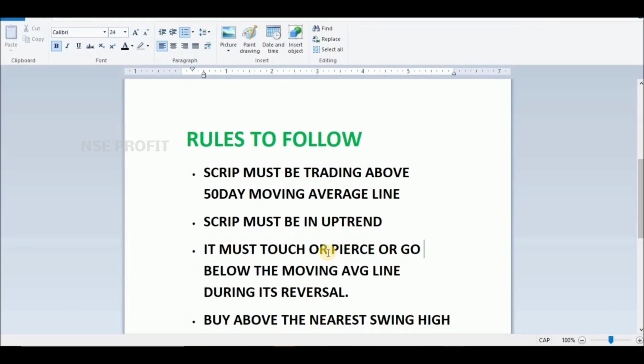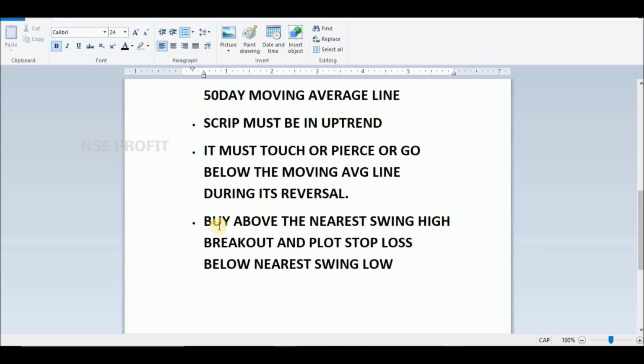What our rule says is, it must touch or pierce or go below the moving average line. And the fourth rule is, buy above the nearest swing high breakout and plot stop loss below the nearest swing low. You need to make a note of this, nearest. Just underline this, guys. Nearest.